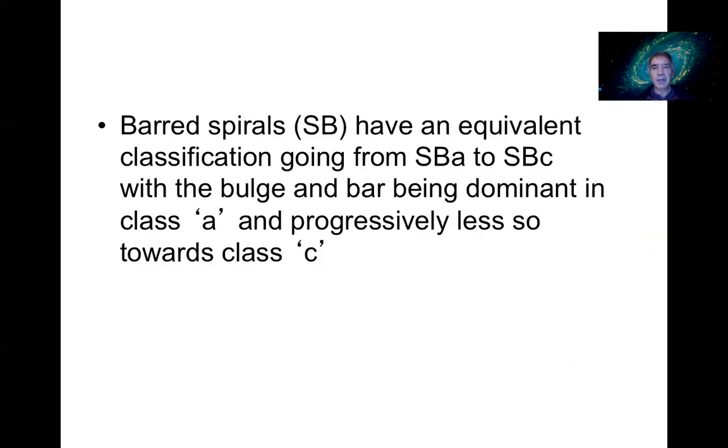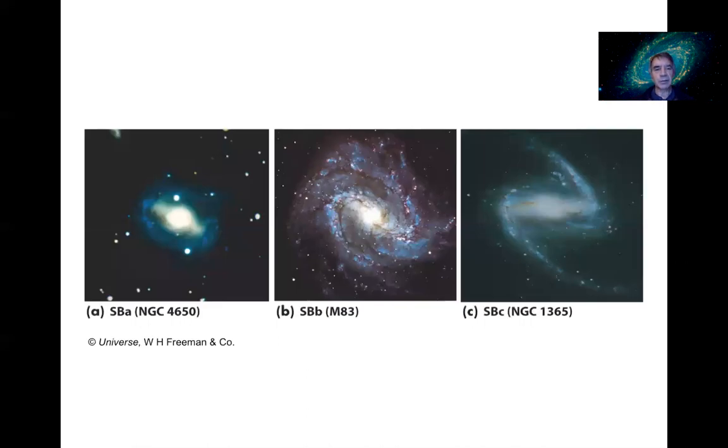Now, we also have those barred spiral galaxies. So they're also on the tuning fork. They're the lower fork of the fork. They are given the capital letters SB, so capital S, capital B, standing for a barred spiral. And then their classification scheme is basically the same as the normal spirals, going from little a, B, C. Again, this time with the bulge and bar now being dominant in class A. And as you get towards class C, the disk will be much larger relative to the bulge and the bar.